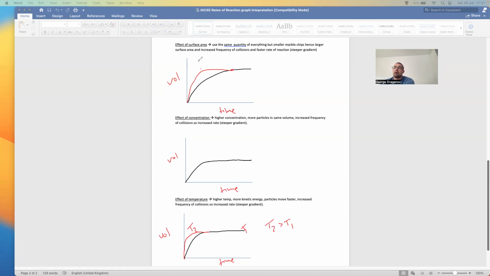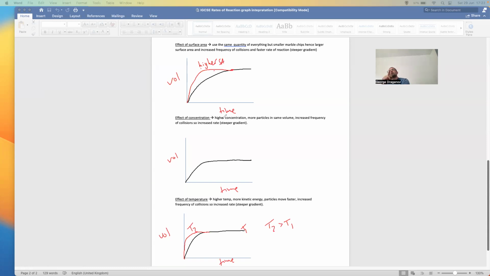For this one, we have a higher surface area here, and the black line is the lower surface area. That's not concentration, sorry, surface area. The concentration is the last scenario we need to know how to draw for.